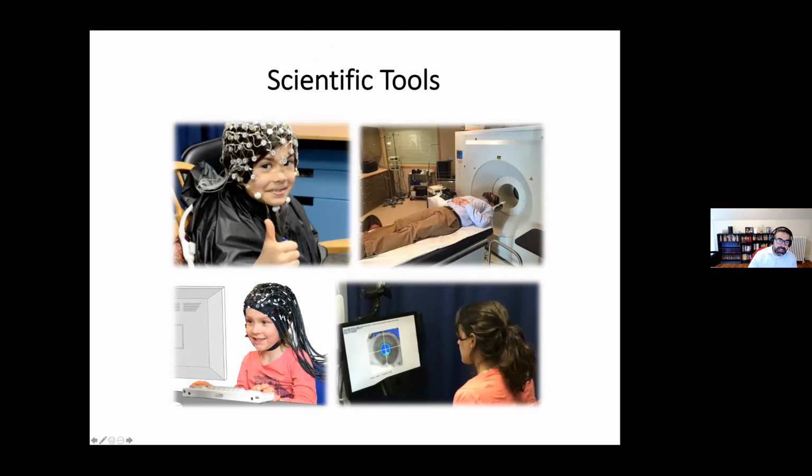EEG, I'll talk a lot about this today, electroencephalogram. This is an example of a positron emission tomography scanner that lets us measure actual molecules and synapses in the brain. This is functional near infrared spectroscopy that lets us look at metabolism and blood flow in the brain to see which regions are active. And this is eye tracking, which lets us look at a moment-to-moment basis what visual information a person's nervous system is taking in. So what an amazing array of powerful tools to make scientific inferences.